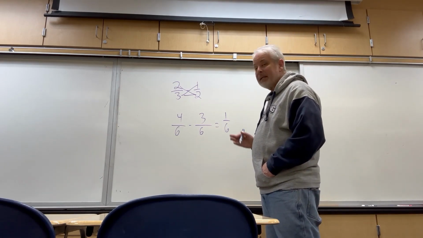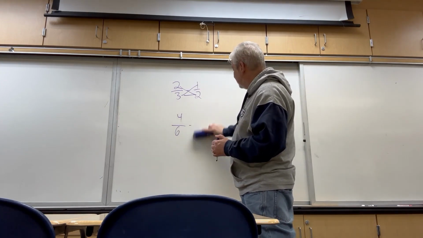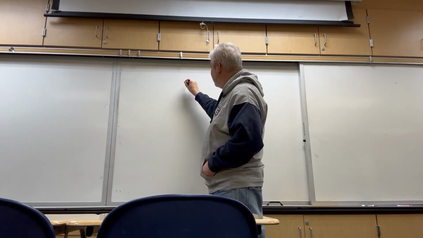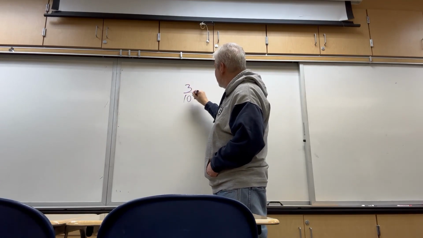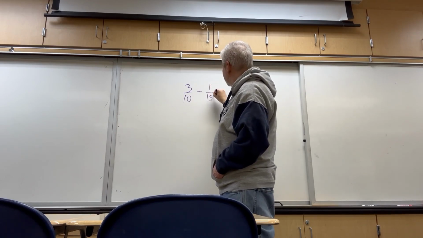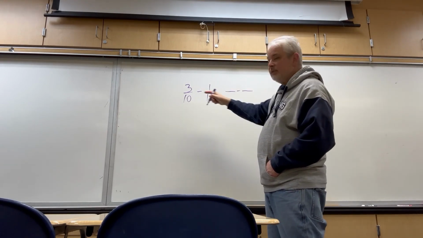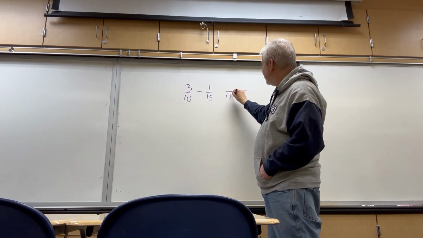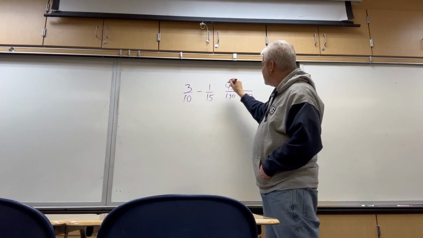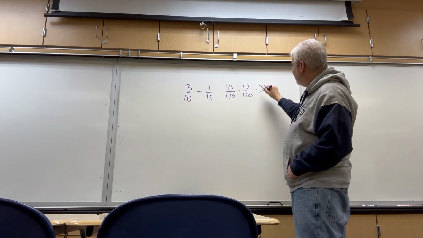Now, of course, sometimes least common denominators can be helpful. Say, for example, you have 3/10 minus 1/15, something like that, okay? You could do the same thing. 10 times 15 is 150, 150. 15 times 3 is 45. 10 times 1 is 10. 45 minus 10 is 35 over 150.